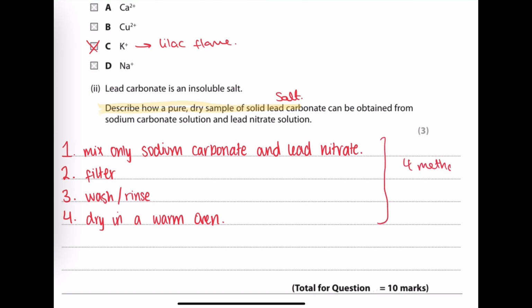So number 1, add, mix, or react only sodium carbonate with the lead nitrate, both of them solutions. And then once you do it, precipitate will be formed. So then what you do is you filter that precipitate off. And then you wash and rinse it with distilled water so that any solid or residue is removed, and you dry it either using a filter paper or paper towel, or in a warm oven. And this is how the salt is formed.